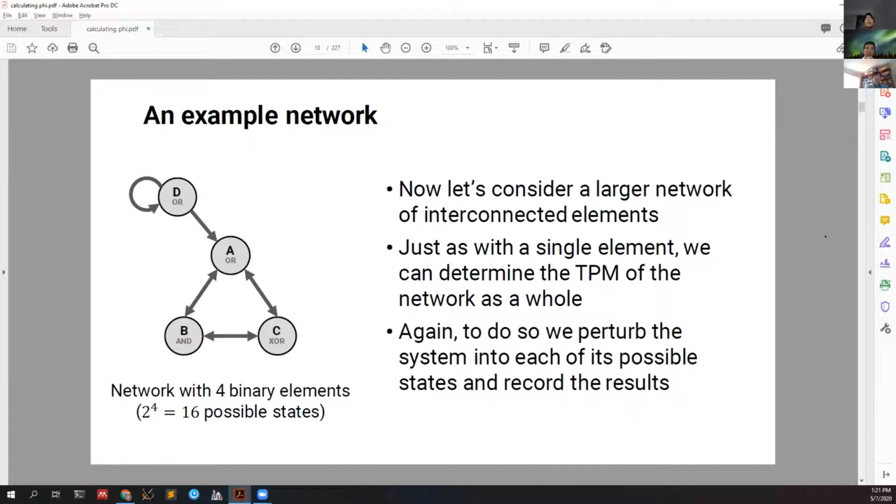So in the last slide, I explained how we can compute TPM for a single element, but we can do the same thing for a larger network. So in this case, we have elements A, B, C, D, and consider this as a whole network, and then compute the TPM representing this whole network. Again, to get the TPM, what we need to do is basically the same, which is perturb the system first and then record the results.